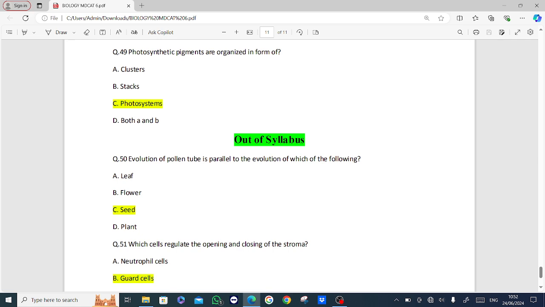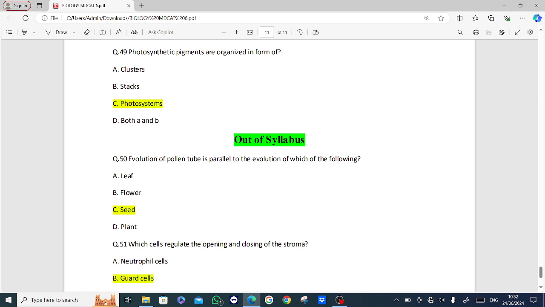Next MCQ is, photosynthetic pigments are organized in form of. Options are cluster, stacks, photosystem, both A and B. Answer is option C, photosystem.